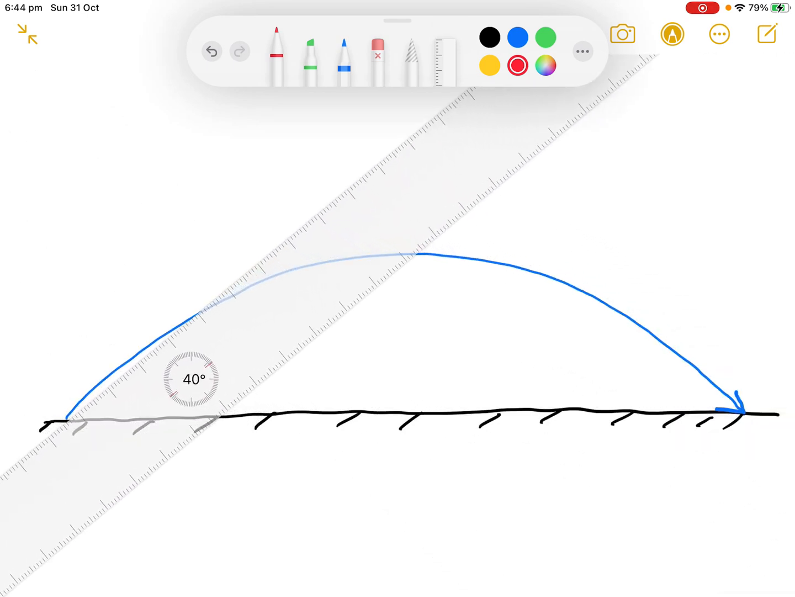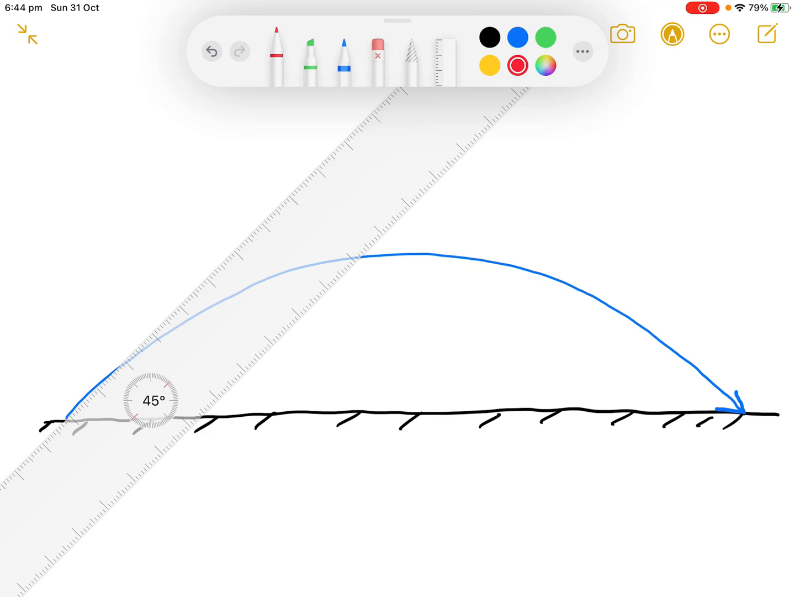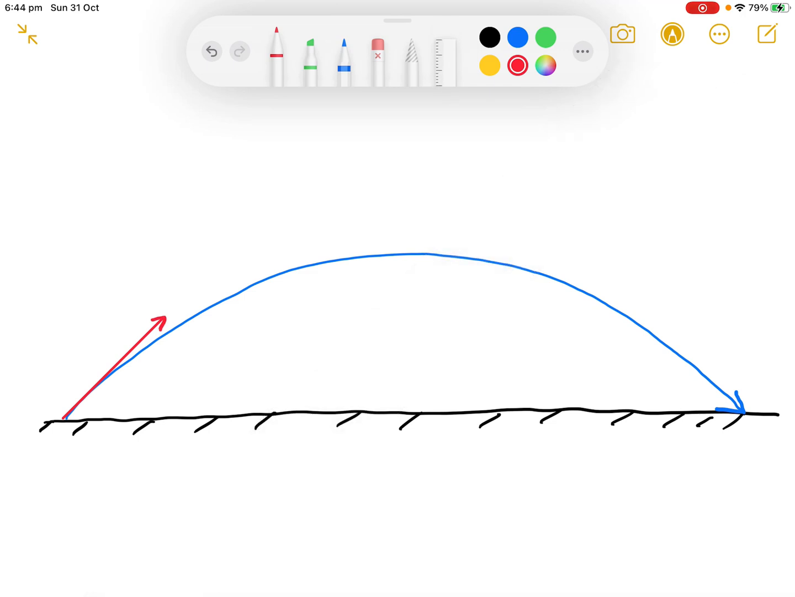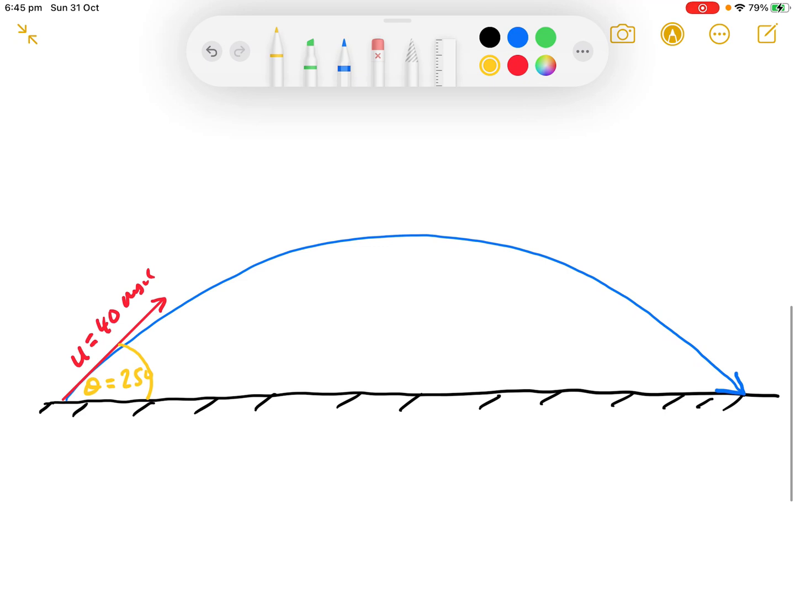Now at launch, the projectile, let's say it's a golf shot, will leave the ground with a certain velocity. Let's give it its initial velocity u, and let's make it 40 meters per second, let's say. And it will also be at an angle to the ground, theta. Let's make theta 25 degrees here. Okay. So that's the sort of scenario that you will get.